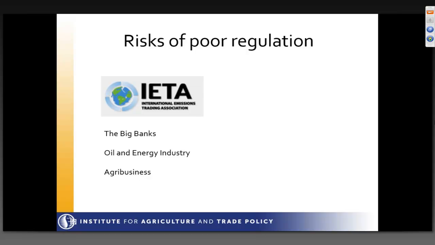The risks of poor regulation, if these markets really take off, just to give you a little bit of background here: the International Emissions Trading Association is really active globally around the formation of carbon markets, really pushing for this international market. And who's in that? It's important to remind ourselves: the big banks, the oil and energy industry, and agribusiness companies, Cargill and so forth. What they want out of these markets is really to make money. They're focused on how do we game these systems, these markets, in order to profit.